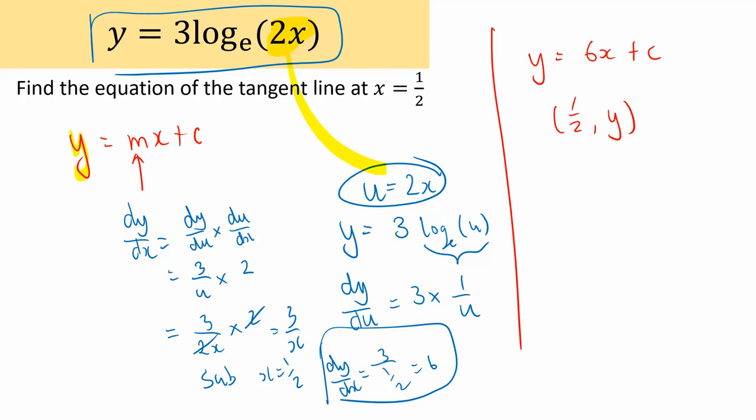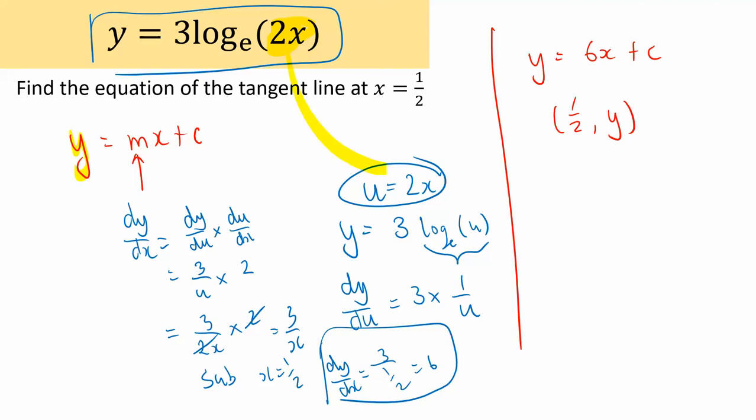So when x equals half, this says at x equals half, find the y coordinate. So I'm back in here, and this goes back to your algebraic logs. Now, if I sub half into x, 2 times half, which is 1, anyone remember what log e of 1 is? What's log e of 1? 0.